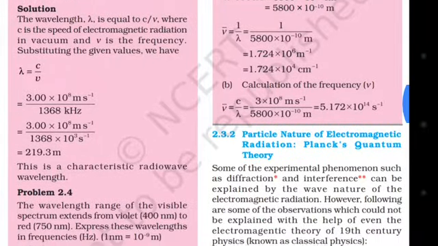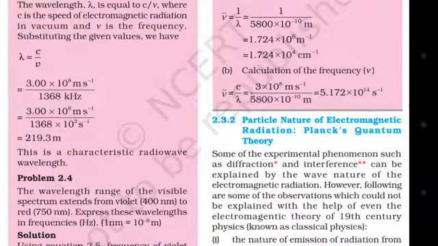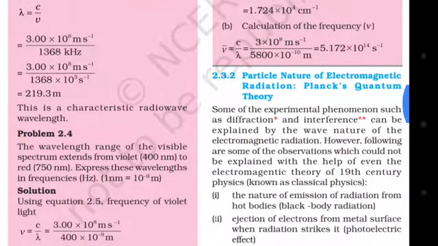B, calculation of frequency. nu bar is equal to c by lambda is equal to 3 into 10 to the power 8 meter per second by 5800 into 10 to the power minus 10 meter is equal to 5.172 into 10 to the power 14 per second.